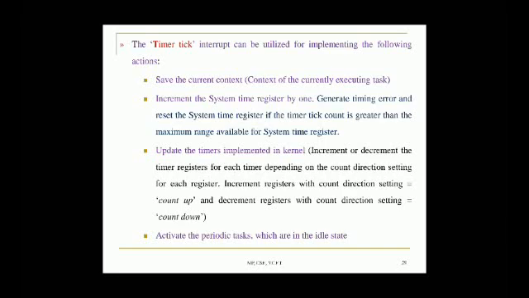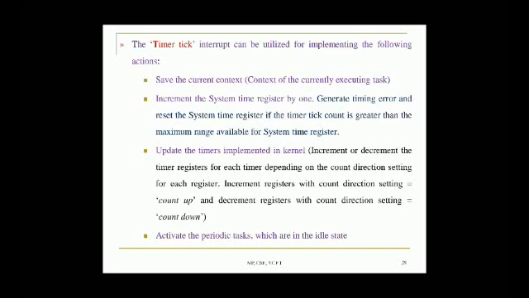Increment the system time register by 1. Of course, as we all know, incrementing the system time register is very much required, and that is done by the timer tick at regular intervals. It also generates a timing error, which is taken care of. Along with that, the timer tick will generate the timing error and reset the system time register if the timer tick count is greater than the maximum range available for the system time register. It also updates the timer implemented in the kernel.